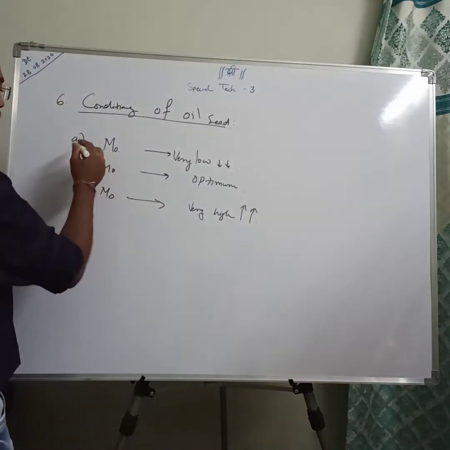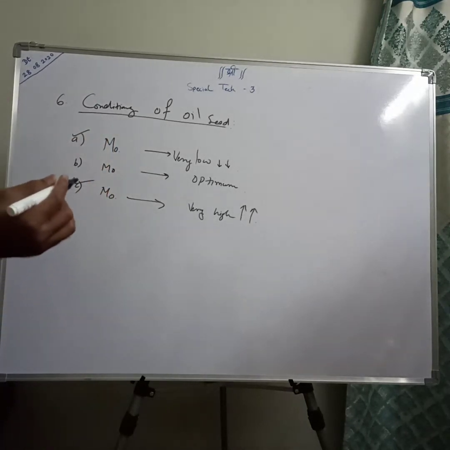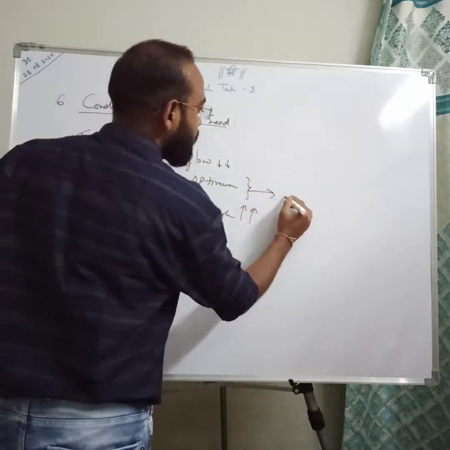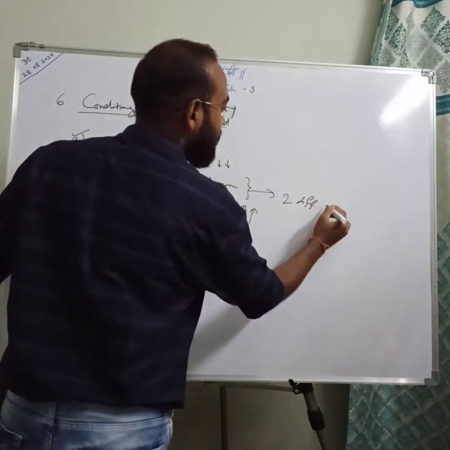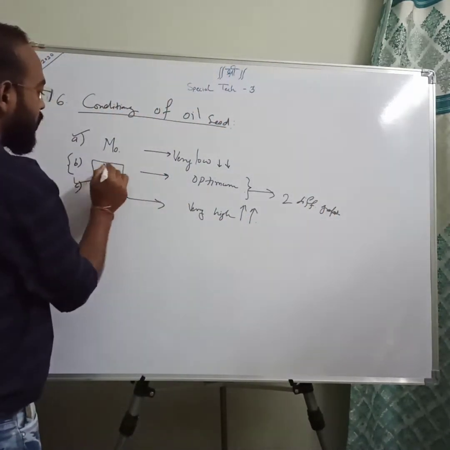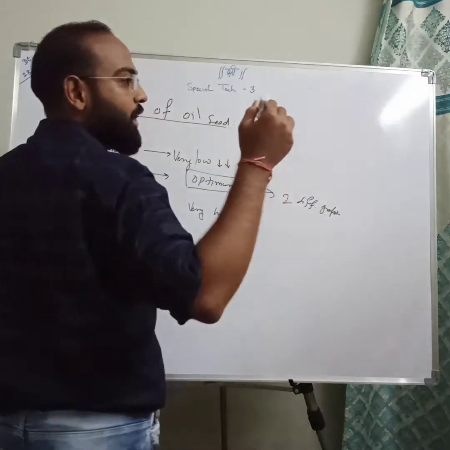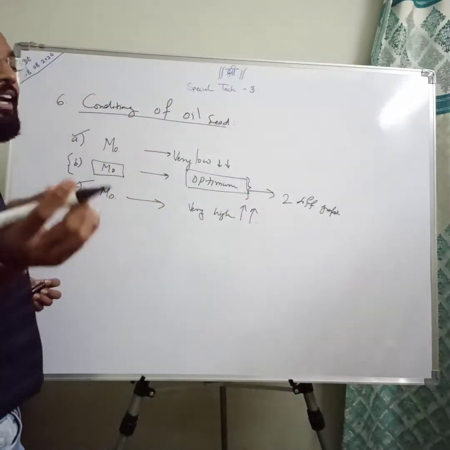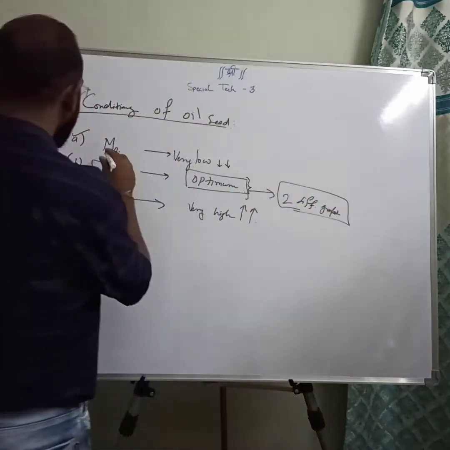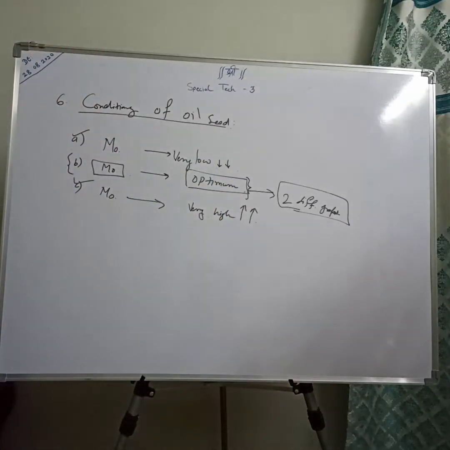We will cover the first and last in a short description, but for that there are two different graphs available. When moisture content is optimum, what happens with our extraction process, and what happens with the quality and quantity of oil? It will be explained by two different graphs. Initially, we just cover when moisture content is very low and when moisture content is very high.